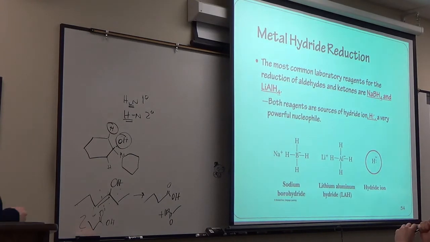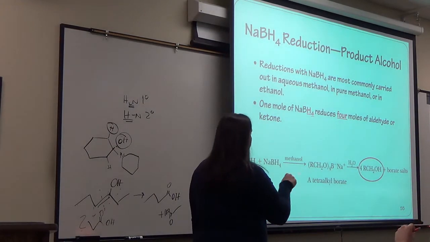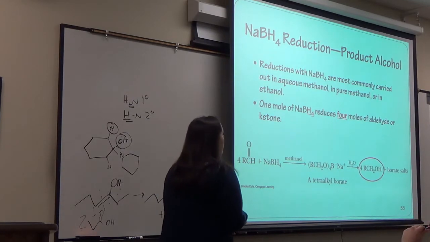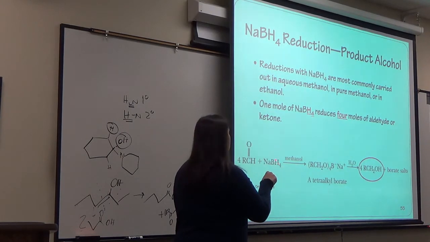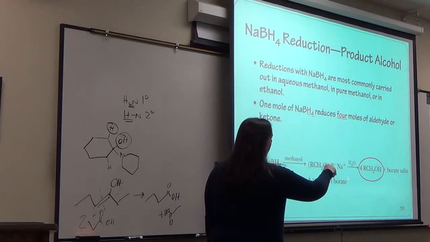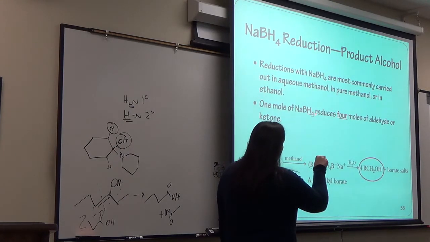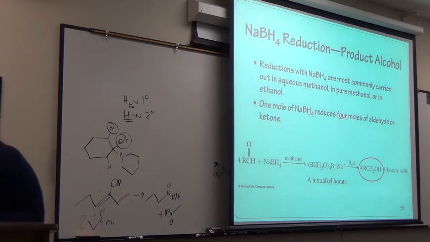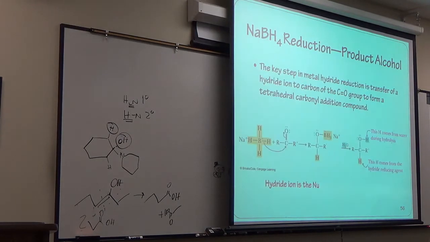nucleophile. So with NaBH4, this is going to be done in polar protic solvents, methanol as an example here. And because you have 4 hydrogens, you can actually reduce 4 of the aldehydes or ketones. Okay, so you get 4 alcohols as your product. Does that make sense? So 4 hydrogens means that you can reduce 4 moles of your aldehyde or ketone.